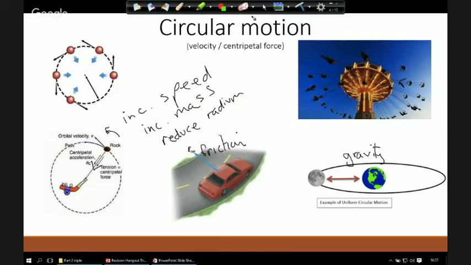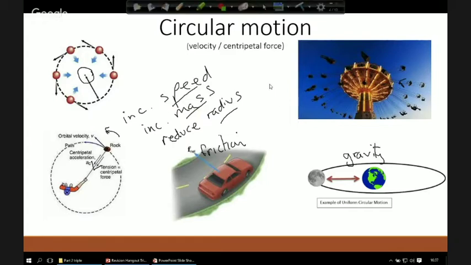Now, if I shorten the radius, the object has to do more turning. Okay, if it's having to do more turning because it's in a smaller circle, it's having to turn sharper every millisecond, well then that takes a bigger force to make it turn more. So reducing the radius increases the centripetal force, as does increasing the mass and increasing the speed.